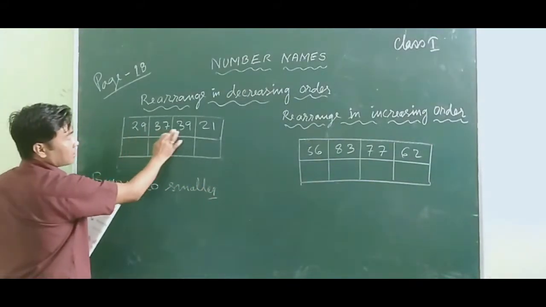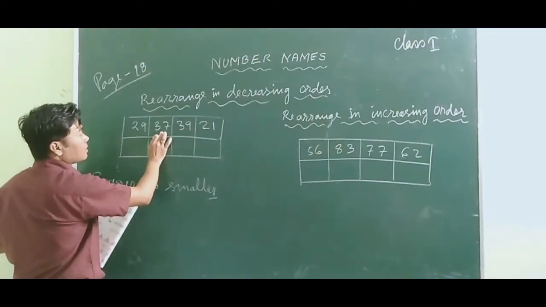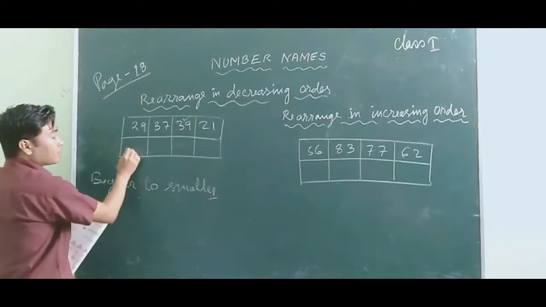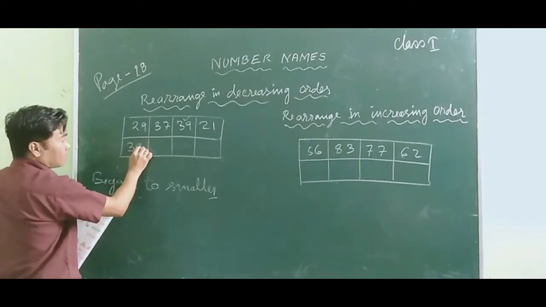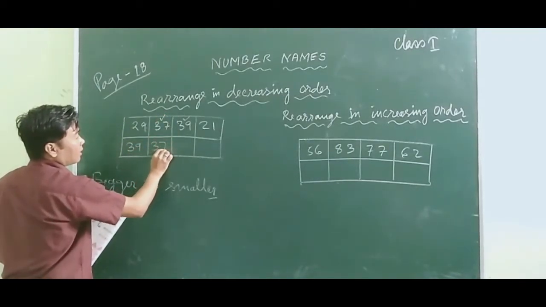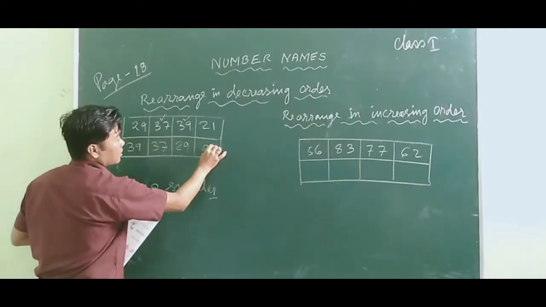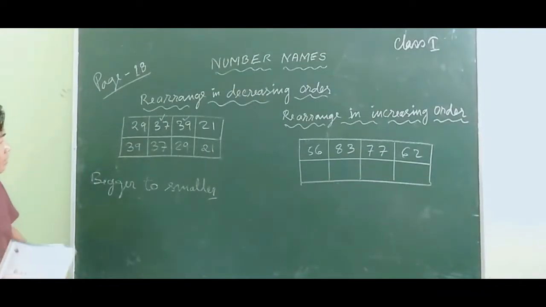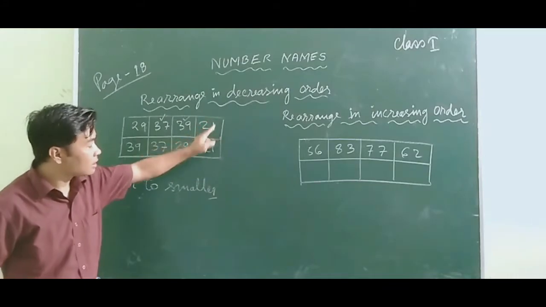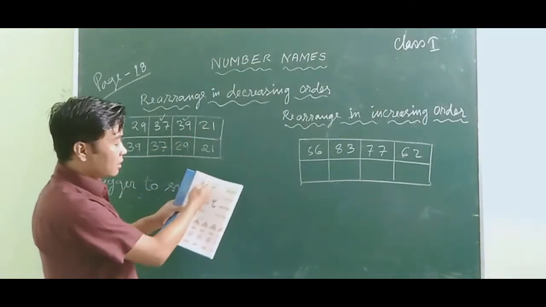So from these numbers we have to select the biggest one. So 29, 37, 39, 21. So 39 is the biggest number here, and the next biggest is 37, and then 29, and then 21 is the smallest number. So the biggest number will start from there and will finish with the smaller number. So decreasing means from bigger to smaller. So one I have done, the rest you do it.